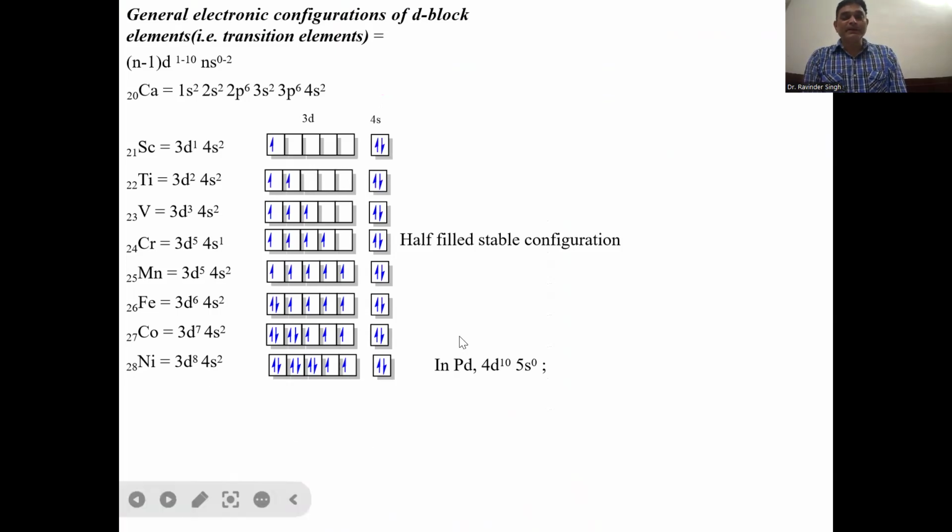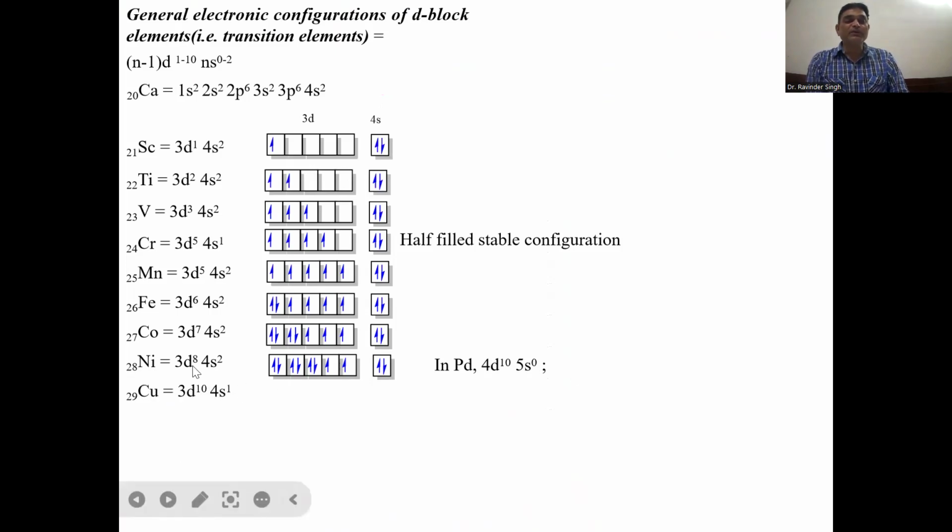But in the case of palladium, which is just below nickel in the periodic table, these 2 electrons jump back into the d orbitals. The valence configuration of palladium would be 4d8 5s2, but these 5s2 electrons jump back into the 4d. The exceptional configuration for palladium is 4d10 5s0 due to the fulfilled stable configuration.